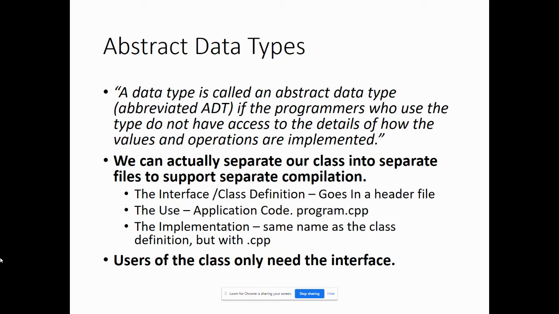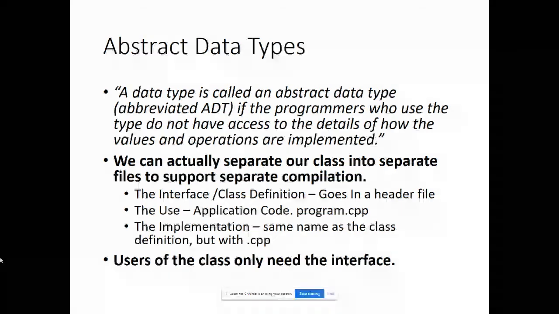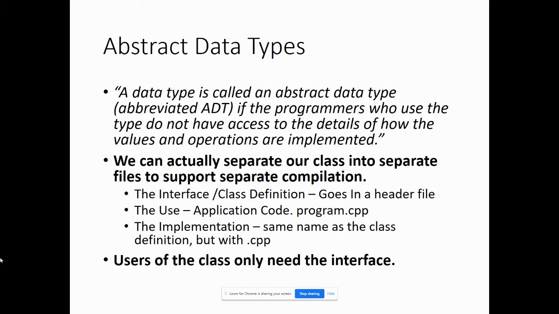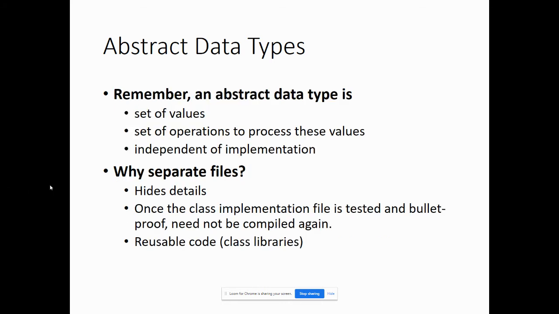And so we actually separate our class into separate files. The interface goes in a header file, and that's what the application programmer sees. The use is the application code, and the implementation, which is what we hide, goes into a file that's the same name as our class, but with .cpp. And users of the class only need the interface. They need to know what it does, but don't need to know the nitty-gritty details of how it gets accomplished.